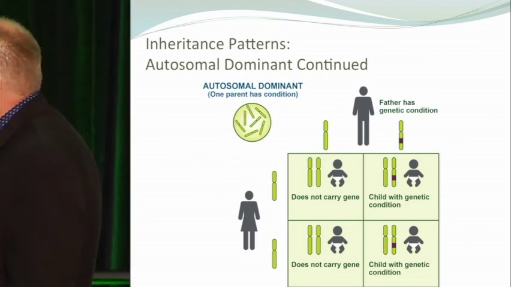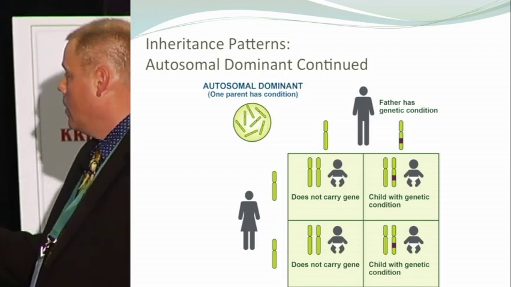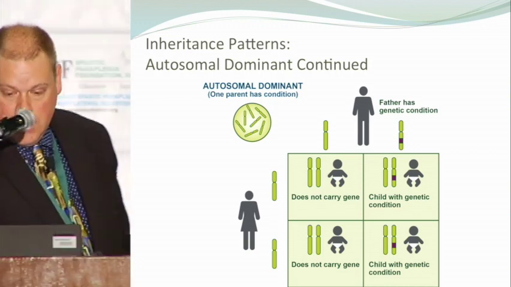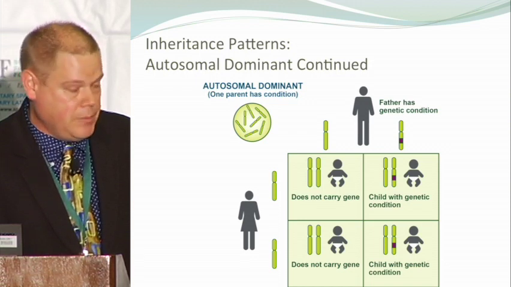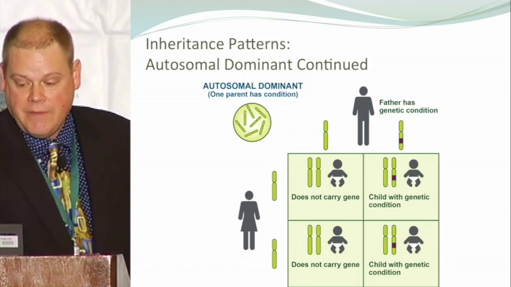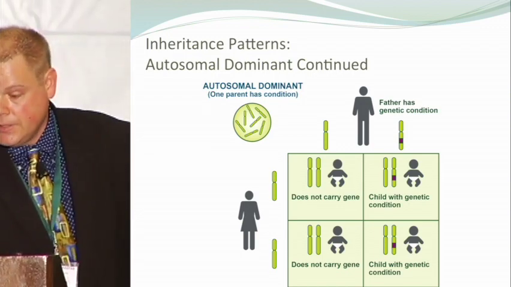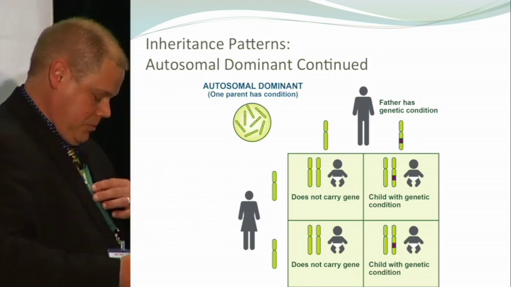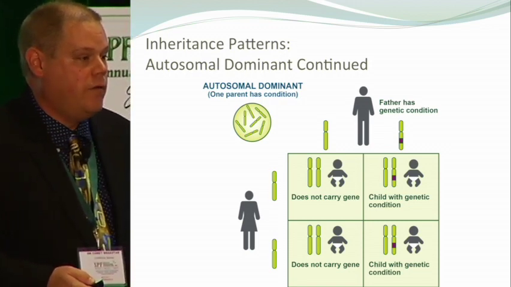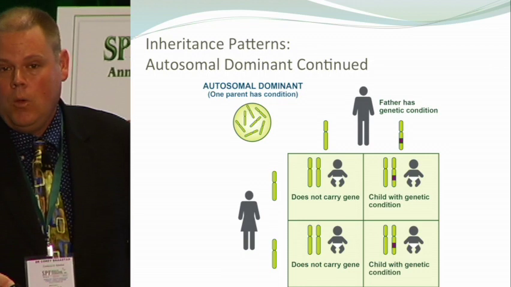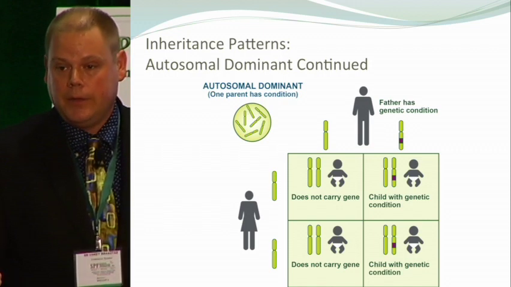Autosomal dominant, continued. Again, here's your Punnett square. So dad has the genetic condition, which you can easily imagine. He's going to pass along one chromosome or the other. In this case, mom is unaffected, does not have any copies of a mutated gene. So you've got that 25% chance in each of four different quadrants. In this case, what's the frequency of a healthy child? 50%, right? Because 50% of children have no inherited mutated gene.